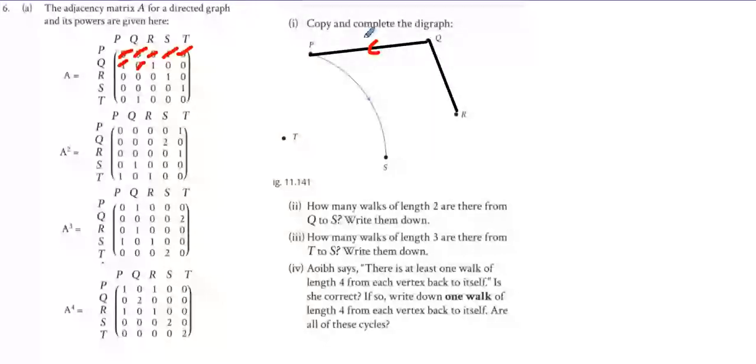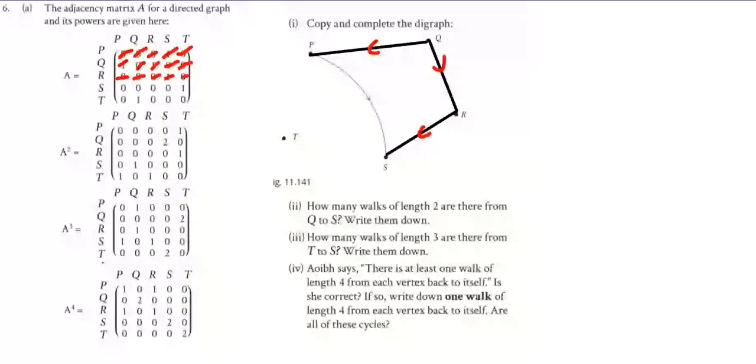Okay, and that's that one there. Q goes to R, and then the rest are zeros. R doesn't go to anybody but S. R goes to S in one direction. Okay, R does not go to T, done.